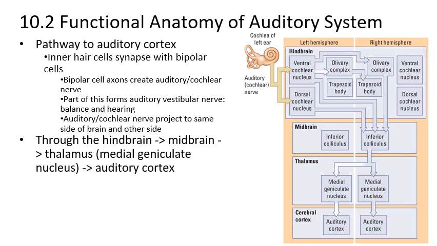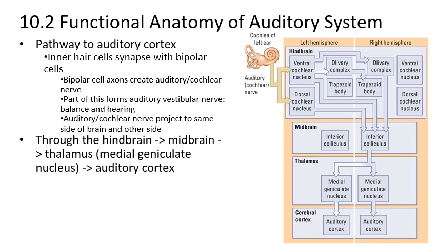The pathway from the ear to the auditory cortex is rather complex. I'm going to give you a more simplified version than the book gives you. I don't expect you to know every single detail, but just know the general pathways. So within the inner ear, the inner hair cells synapse with bipolar cells.